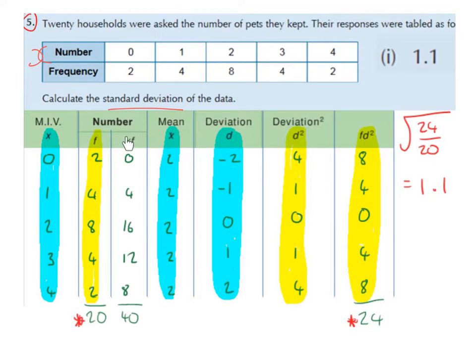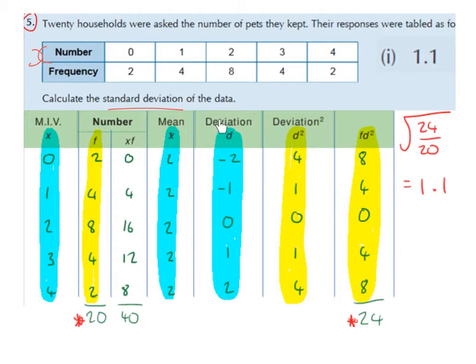Our next column is x multiplied by f, so our x values multiplied by our frequencies. 0 times 2 is 0, 1 times 4 is 4, 2 times 8 is 16, 3 times 4 is 12, 4 times 2 is 8. Next we need to get our mean. So in order to do that, we're going to add up our xf values, we get 40, and then add up our frequencies, we get 20, and 40 divided by 20 is 2. So our mean, x bar, is 2.